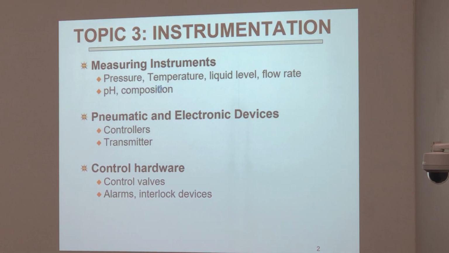Okay, and then pneumatic and electrical devices, we have two types, controller and transmitter. Controller, we basically learned in topic 2 towards the end already. Still remember how many types of controllers we learned? 3 or 4? We have P, PI, PID, and PD, right? Those are the controllers. Of course, for different controllers, you can use pneumatic or electronics to operate them. Control hardware: you have control valve, alarm, interlock device. Only control valve will be tested. These two will not be tested, okay?